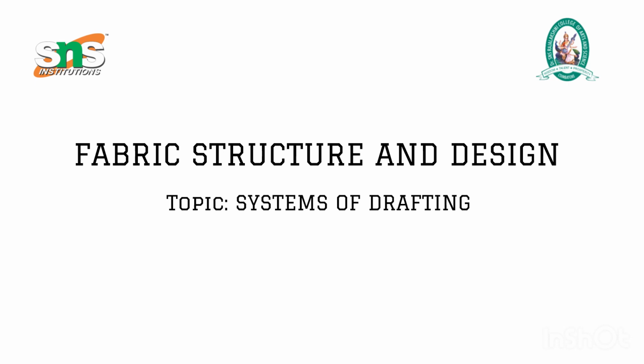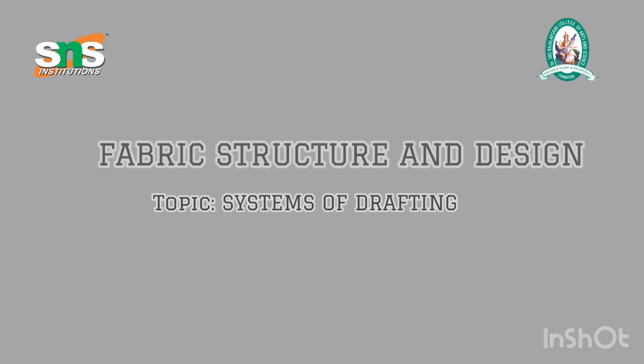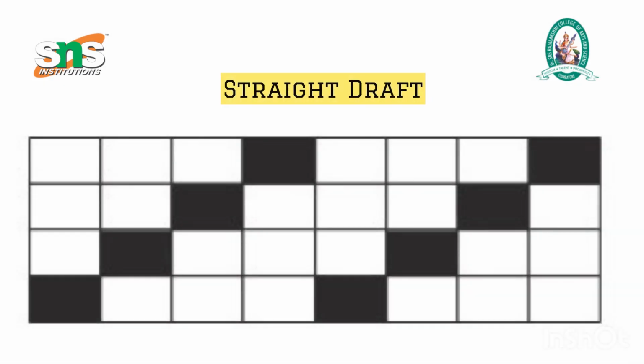In this session, we will be seeing about systems of drafting. This topic comes under the subject fabric structure and design. So in systems of drafting, first one is straight draft. So straight draft is commonly used draft and it is the simplest of all the types of draft plans.